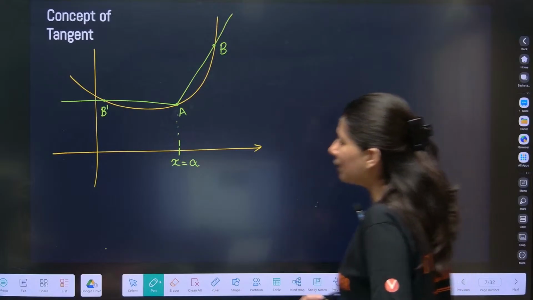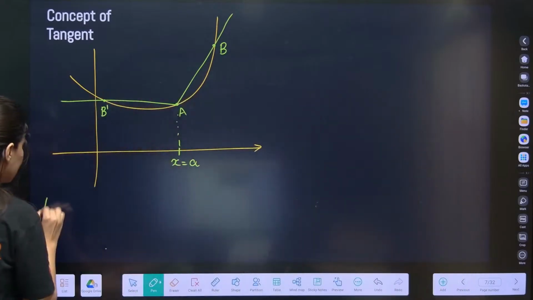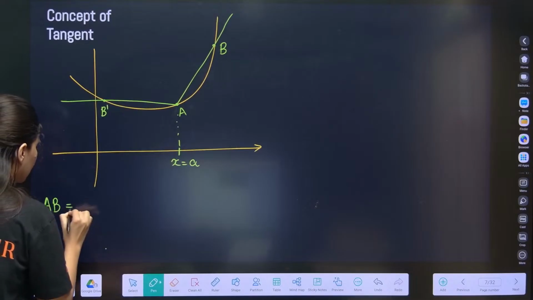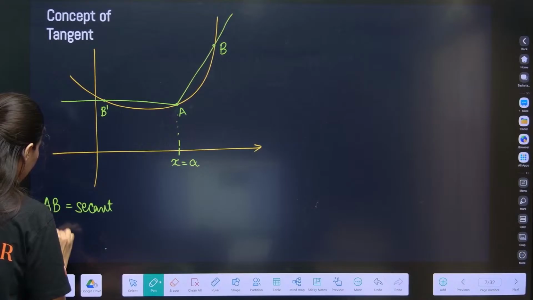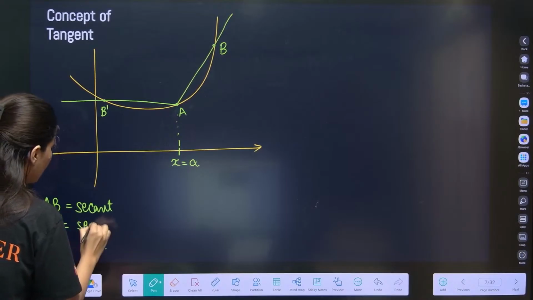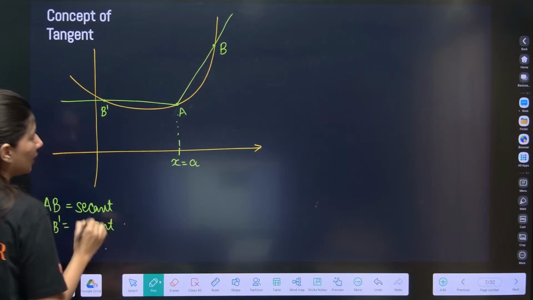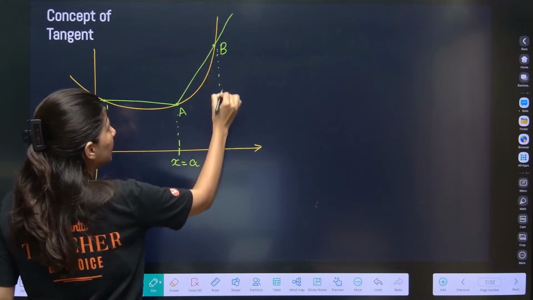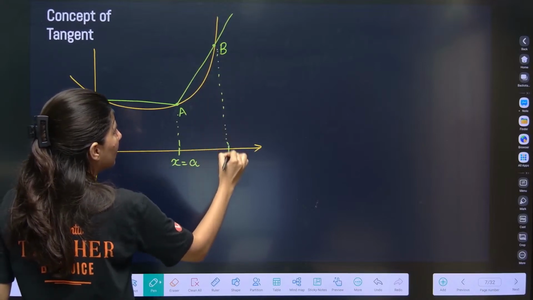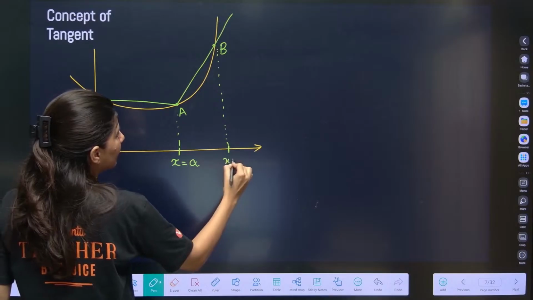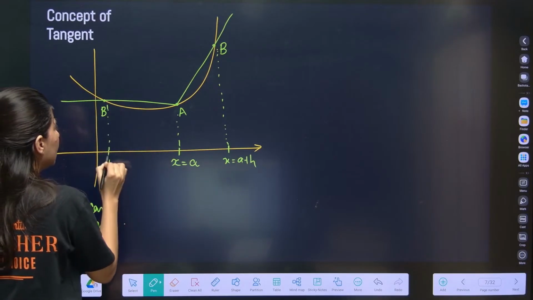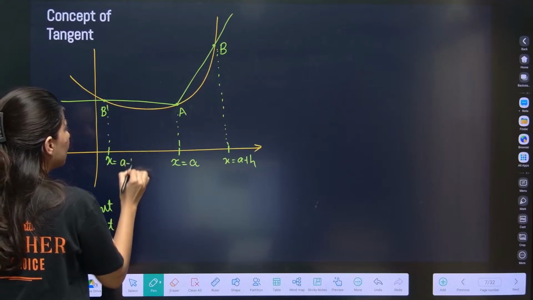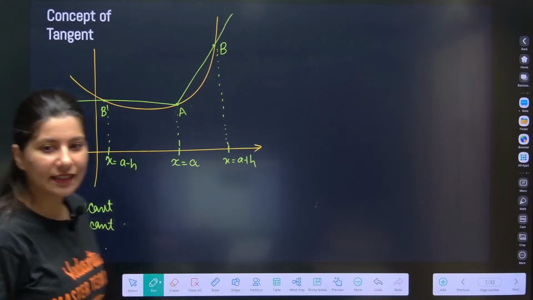Now AB is a what? Ma'am, AB is a secant, secant number 1, and AB dash is also a secant. This B point, let me mark it as x is equal to a plus h, and B dash will be x is equal to a minus h, slightly right and slightly left.